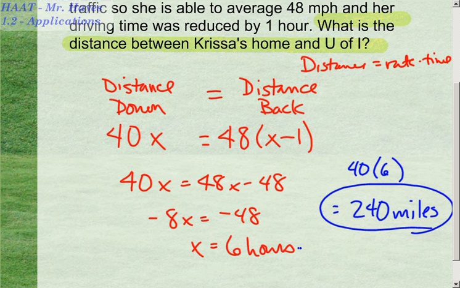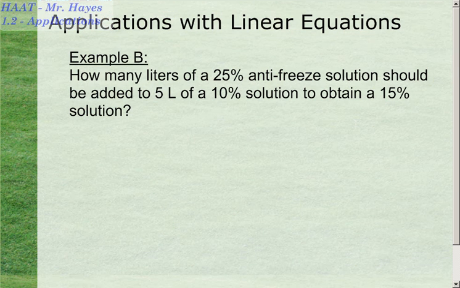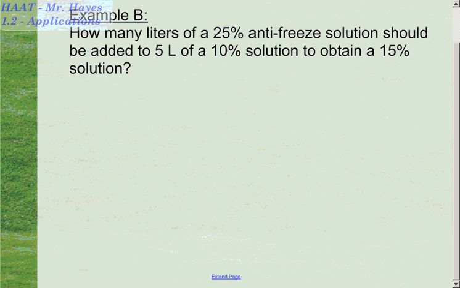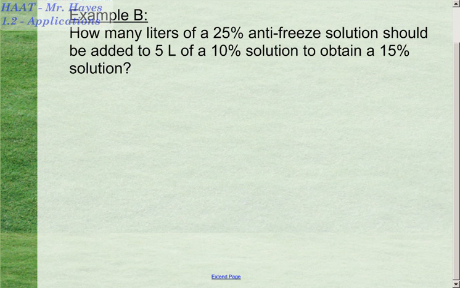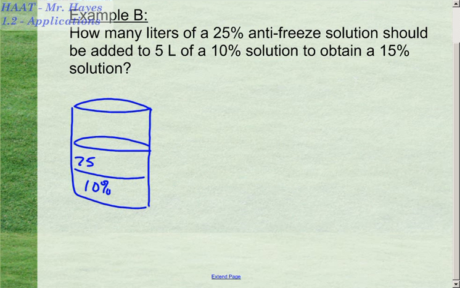In example 2, slightly different, and again, this is one which probably lends itself a little bit more to guessing and checking, but solution problems. Mixing up all sorts of things, in this case, antifreeze. In terms of thinking this out, you've got this vat that you're mixing all this antifreeze in. In the first part, you've got 10% solution. And to that, we're going to add in 25% solution. And at the end, we want 15% solution.